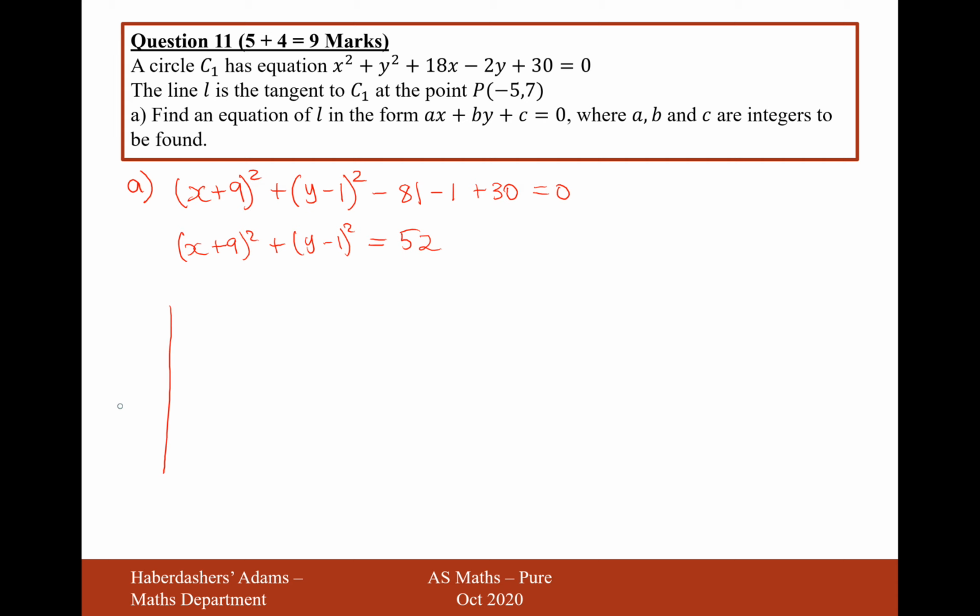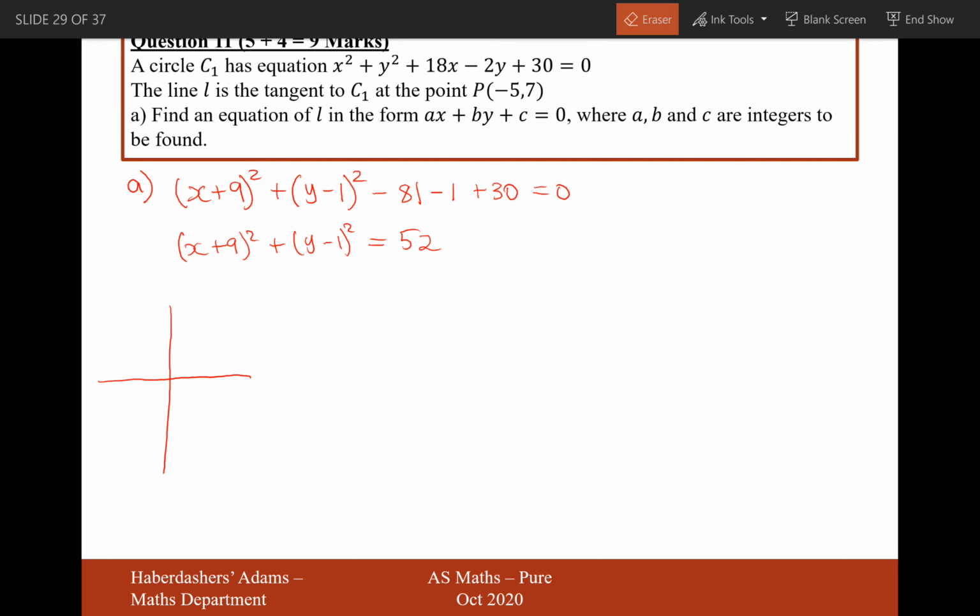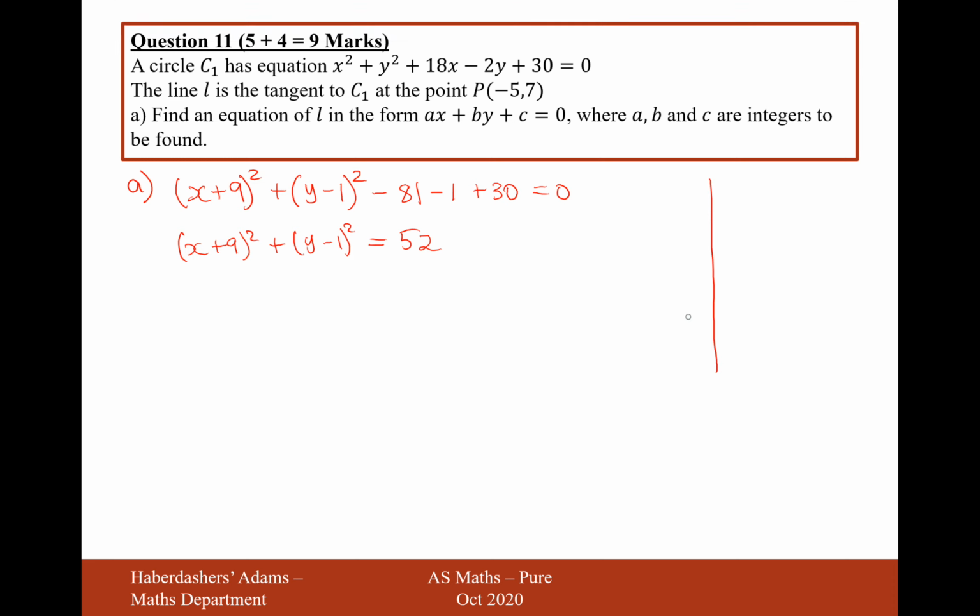So the diagram for this circle is going to be 9 to the left and 1 up. In fact, my diagram is not going to be able to cope with that, so let's draw it over here. Minus 9 to the left and 1 up, and it's going to be a circle with radius root 52, somewhere like this. So the centre is (-9, 1), and we want to find the tangent at (-5, 7), roughly up here. So I need to find the equation of this tangent line.